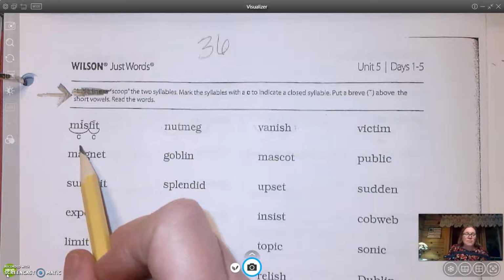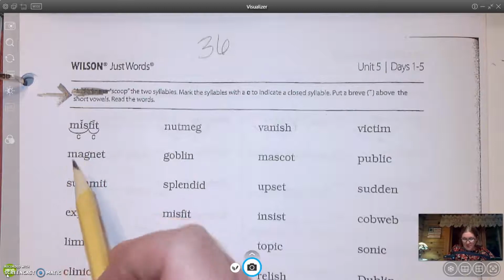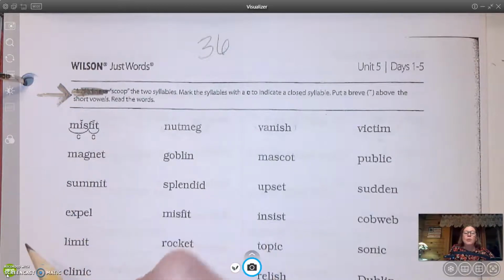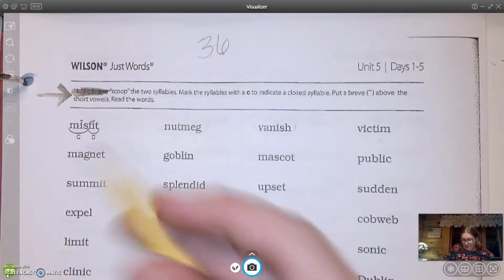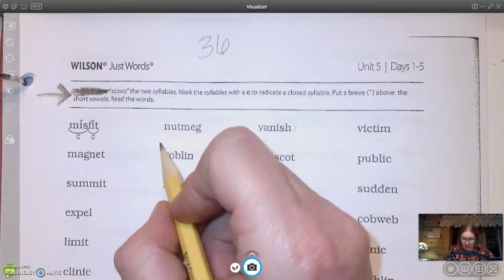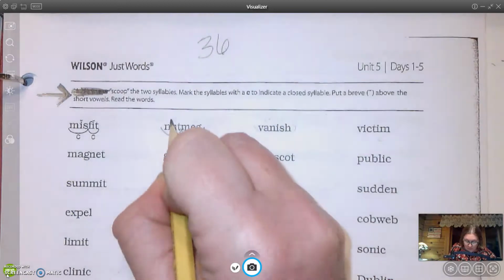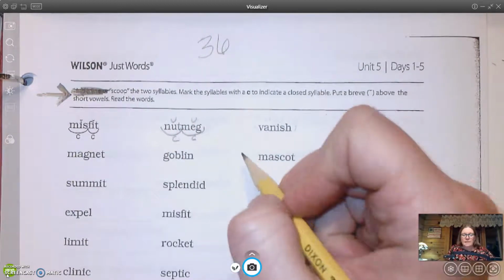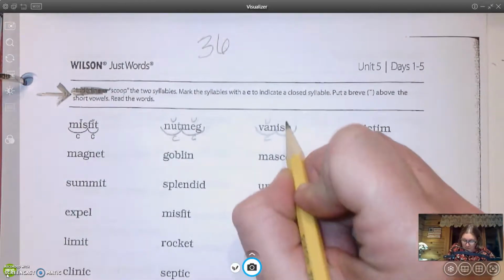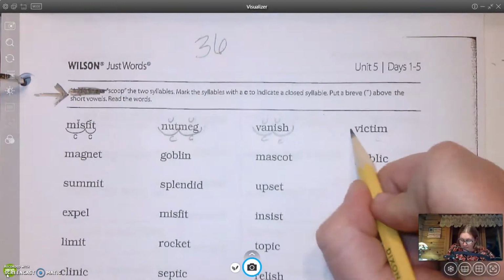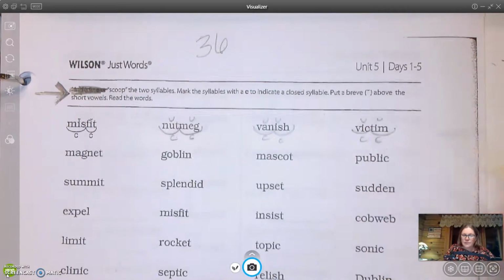When you are doing this at home, you are going to want to do a few things. First, you're going to read the syllable out loud. So you would sound like this: misfit. Read the whole word. Misfit. And then mark it up with the closed syllables. All right, let's try the next one. Nutmeg, nutmeg. Closed syllable, done. Vanish, vanish. Closed syllable, done. Victim, victim. Closed syllable, done.